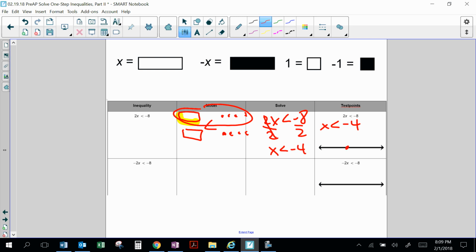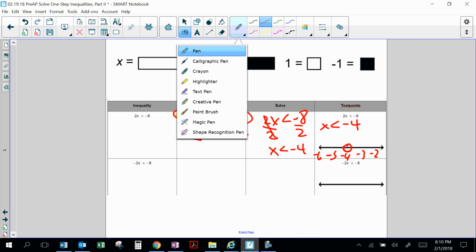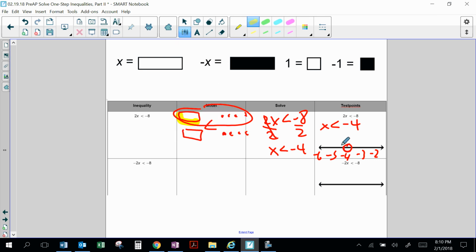So let's put negative 4 in the center. Two numbers: negative 3, negative 2, negative 5, negative 6. What if it's less than negative 4? Closed dot or open dot? Can it be part of it or not? No. Open dot. Then highlight the numbers that are lesser than negative 4.